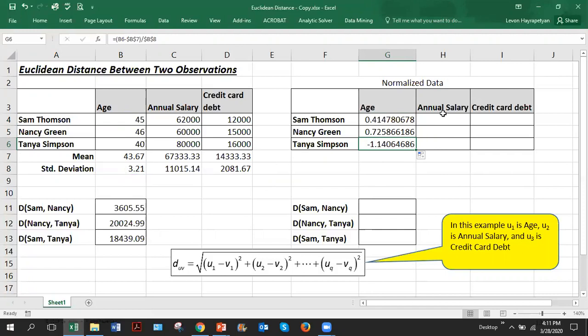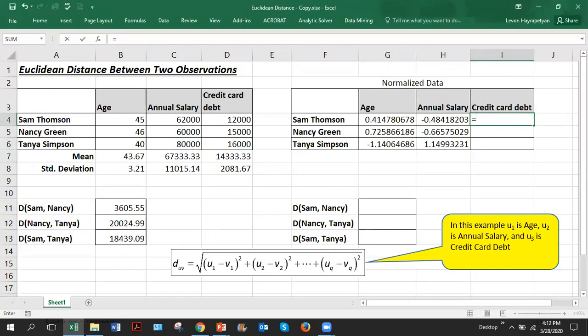Exactly the same way I will do the normalized value for salary and for credit card debt. So for salary, I'll start with this one: equals value minus mean, divided by standard deviation. I will make mean and standard deviation absolute again, and the reason is I want to be sure that I can copy down and all of them will be correct. Let's check this one. See, this is 80,000 minus mean divided by standard deviation.